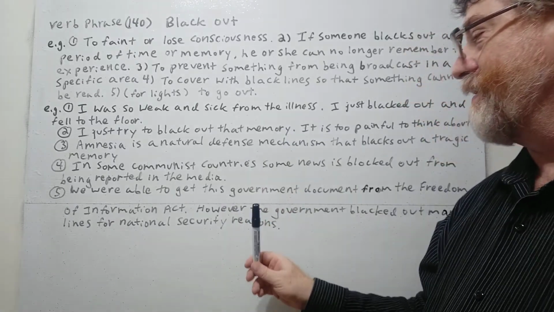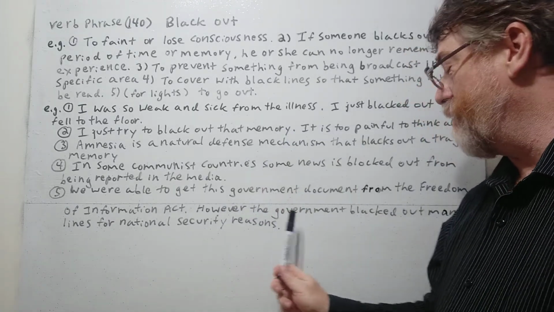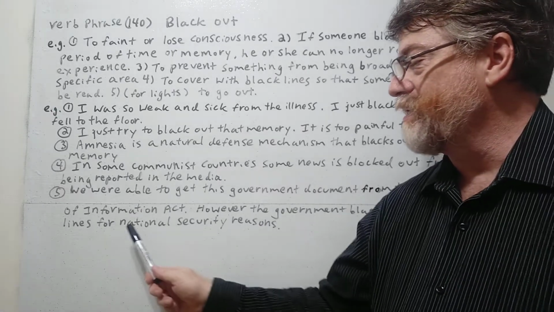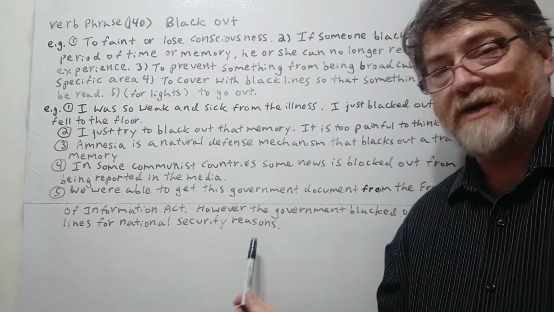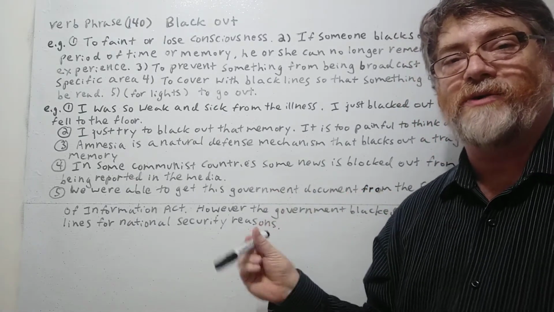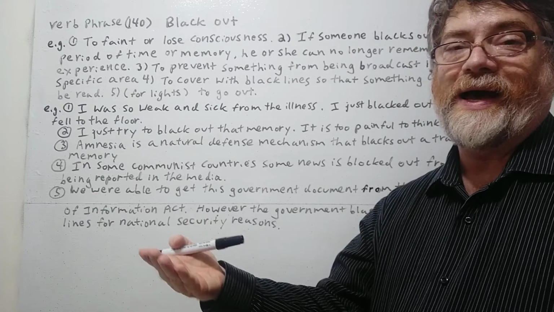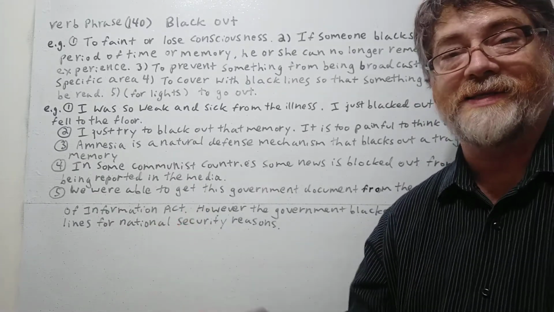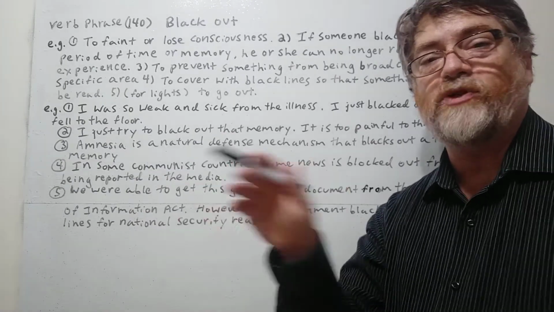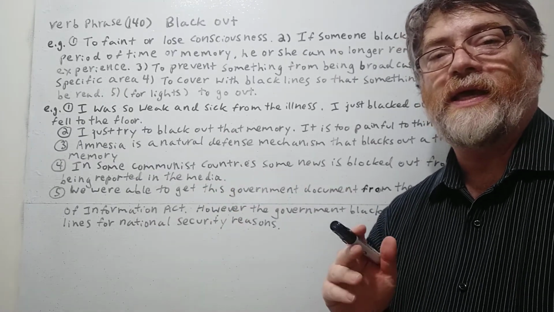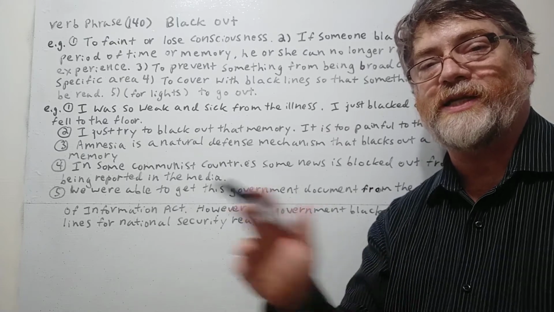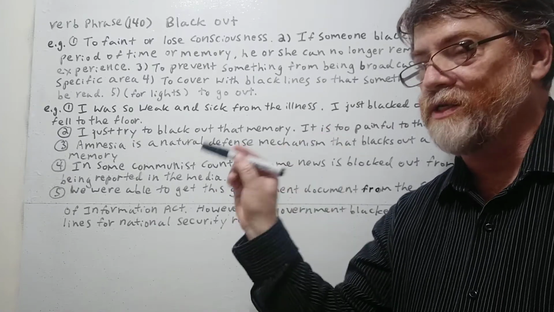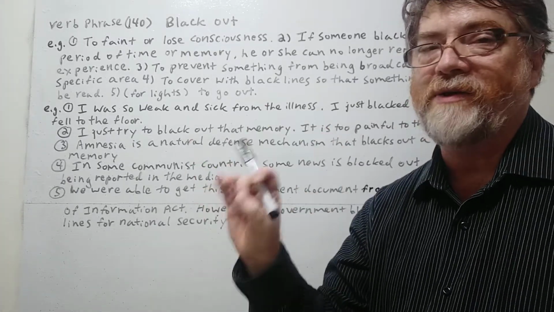So let's continue. This is what they usually say. However, the government blacked out many lines for national security reasons. So they blacked them out so you can't read it. So I don't know, freedom of information, well, you have the freedom to get a lot of black lines, I guess, if they black out too much. Usually they always claim it's national security reasons, and that's why they can do that. But that's what it is. That's blacking out material. They actually draw black lines, or they draw it deep enough that you can't see through it.